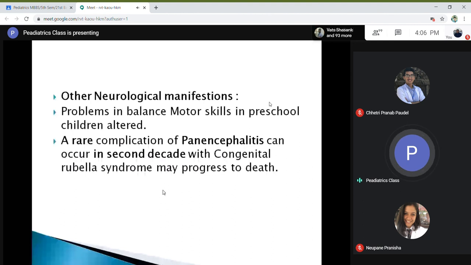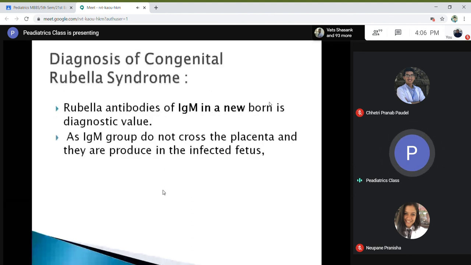So how would you diagnose? Of course, in the clinical setup you take the history from the mother clearly, and look at the clinical picture: any hepatosplenomegaly, jaundice, petechiae, rashes, or a baby with microcephaly. This gives rise to suspicion of some intrauterine infection, maybe a TORCH infection, or rubella. That's clinical. Then you want to send what?